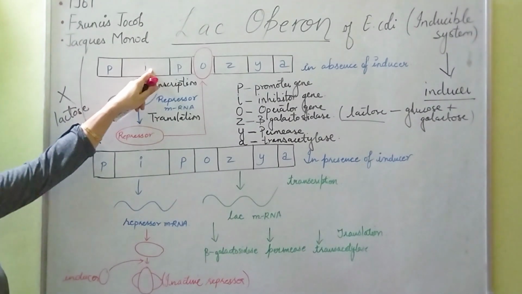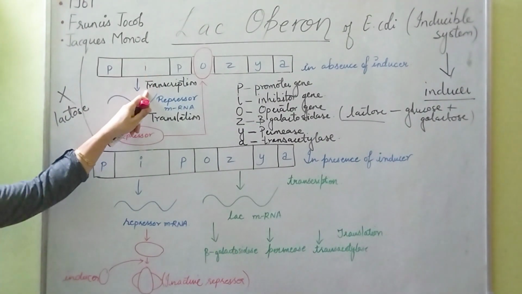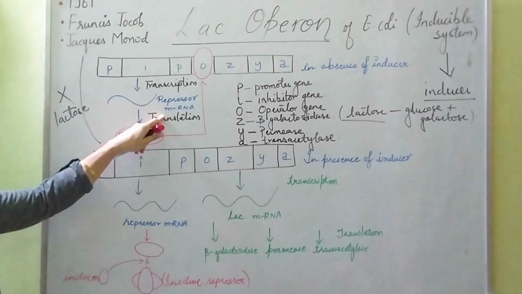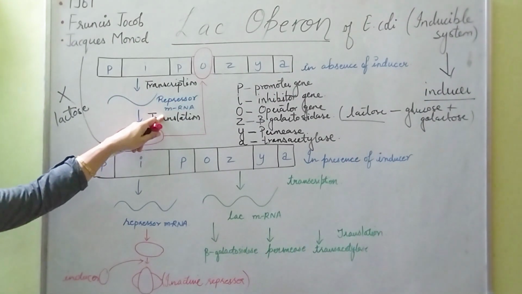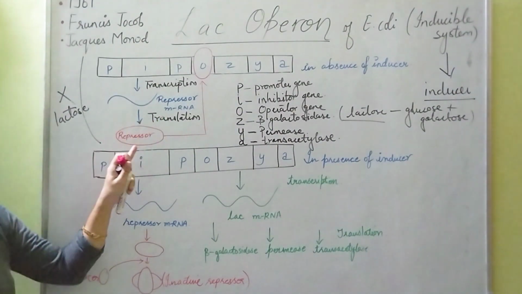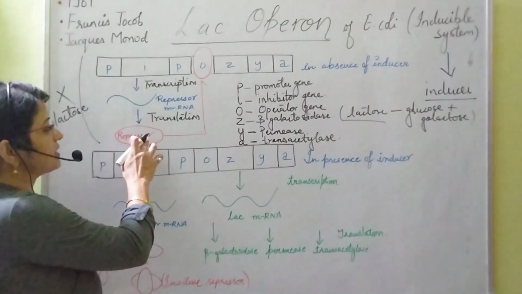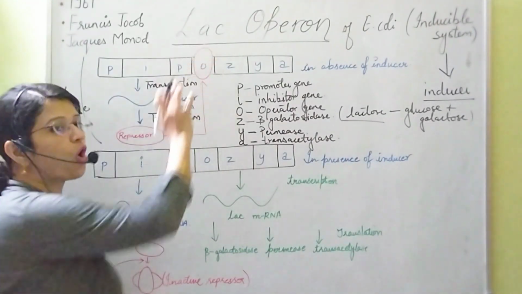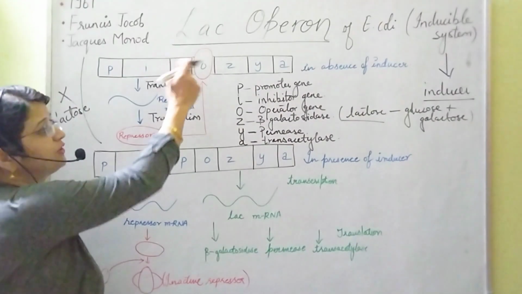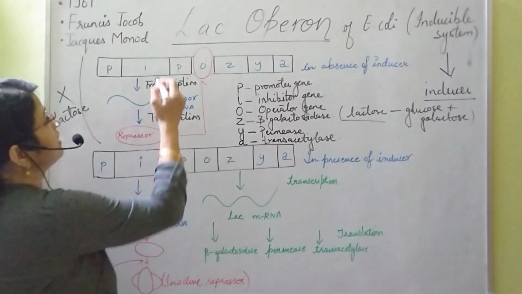This gene I will undergo transcription and produce the repressor messenger RNA. This repressor messenger RNA will undergo translation and produce a protein called repressor, and this repressor protein will bind to the operator gene. Clear? Now when it binds to the operator gene, what will happen?